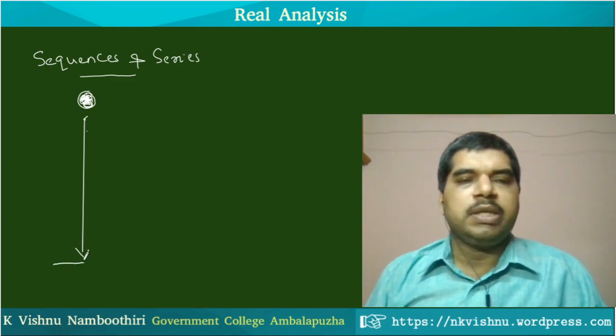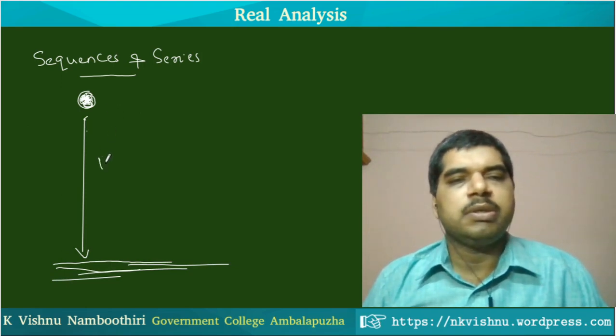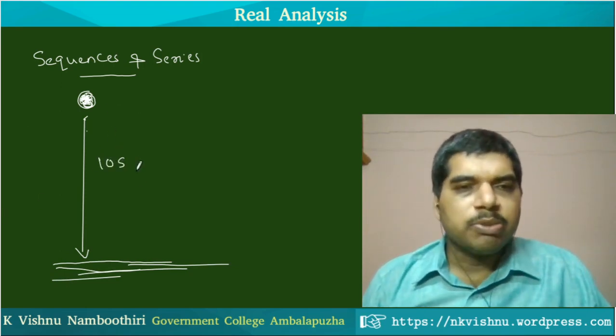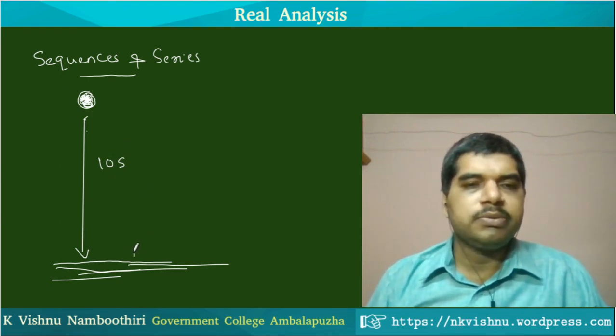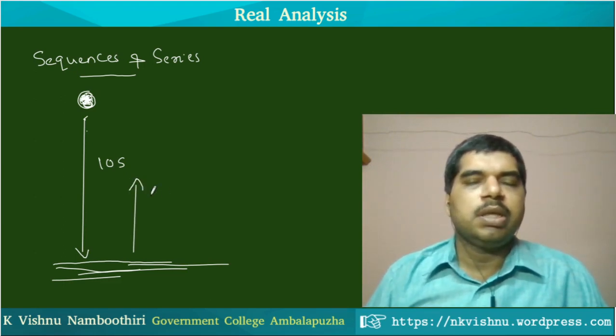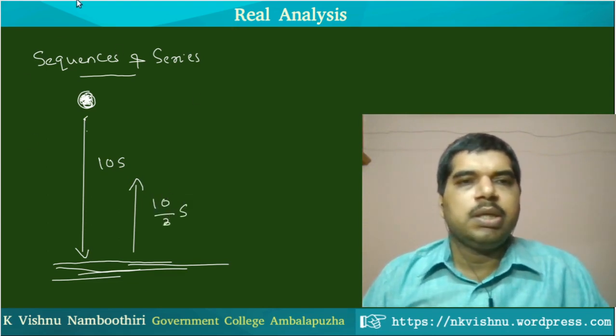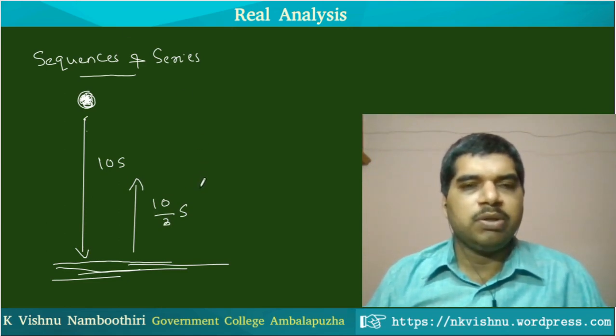And now suppose that it hits the ground, and all these things happen in 10 seconds. Now suppose that the ball bounces upward. Now it is going upward. So the upward journey is here. Now suppose that for bouncing upwards it takes 10 by 3 seconds. Now again suppose that it is going downward. Of course it has to go downward.